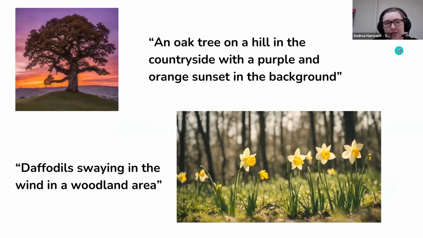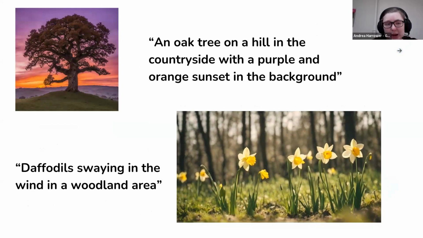So this is an example of some AI generated content that I was able to make in the Magic Studio. In the text are the prompts that I gave Canva to create these. The first one there is an oak tree on a hill in the countryside with a purple and orange sunset in the background. You can see the more descriptive you are, the more accurate it's going to be to what you want. That was really pretty close to what I was looking for, actually, and it looks relatively good from this point of view.